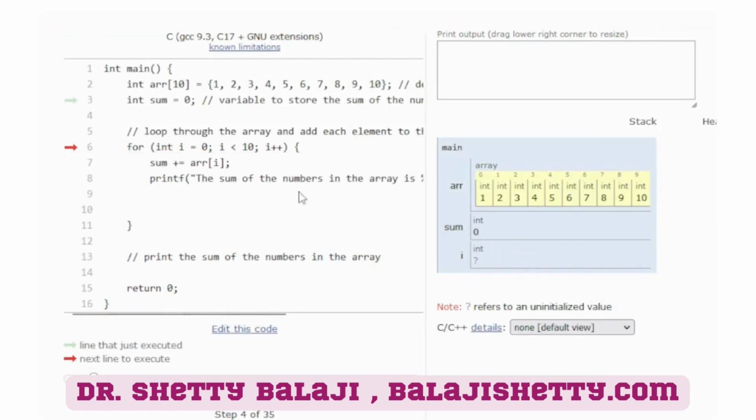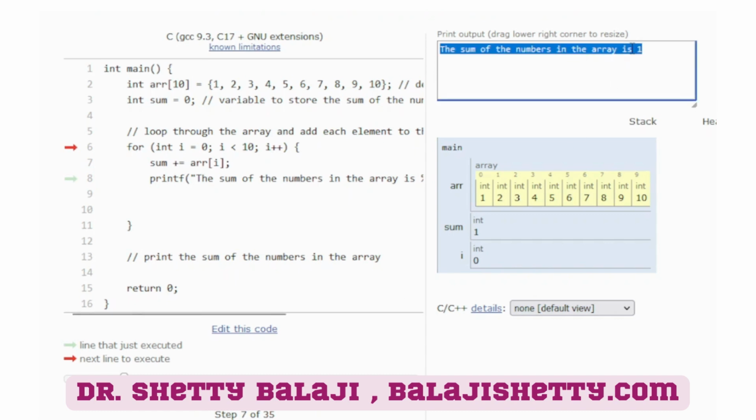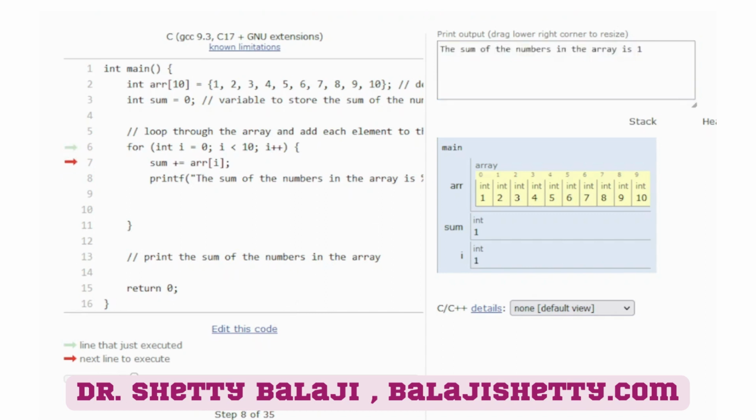Now here sum becomes 0, I becomes 0. Now sum becomes 1. Sum equal to sum plus I. 1 plus 0, 1. That's why here you can see sum equal to 1. Next, now 1 plus 2, 3. Sum becomes 3. And here I get 3. Next, sum becomes 3 plus 3, 6.